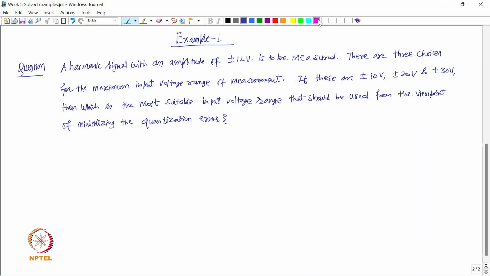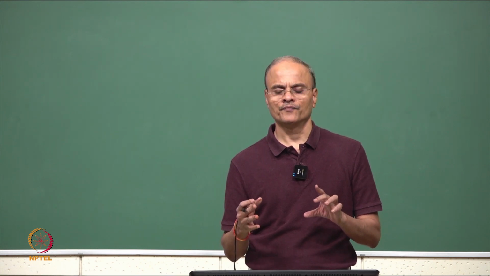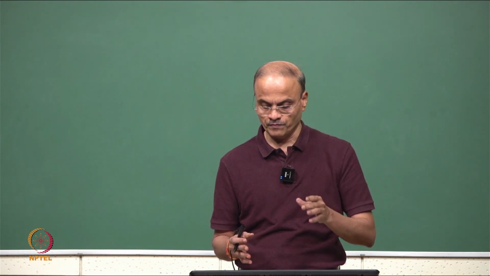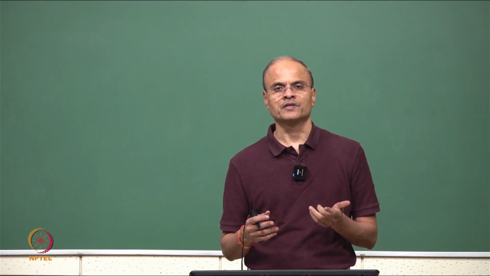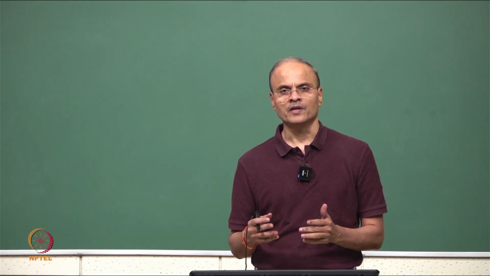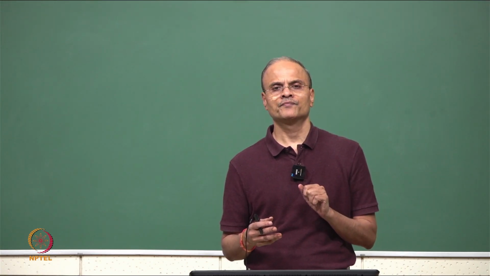So, let us solve this problem. Essentially we have a harmonic signal of amplitude plus minus 12 volt, and when we make measurement using any analyzer or a data acquisition system, we need to decide the maximum input voltage range which is allowed, correct, and three choices are given here which are available for selection: plus minus 10 volt, plus minus 20 volt and plus minus 30 volt, and then we have to choose the most optimum choice for measuring a signal whose amplitude is plus minus 12 volt, correct.